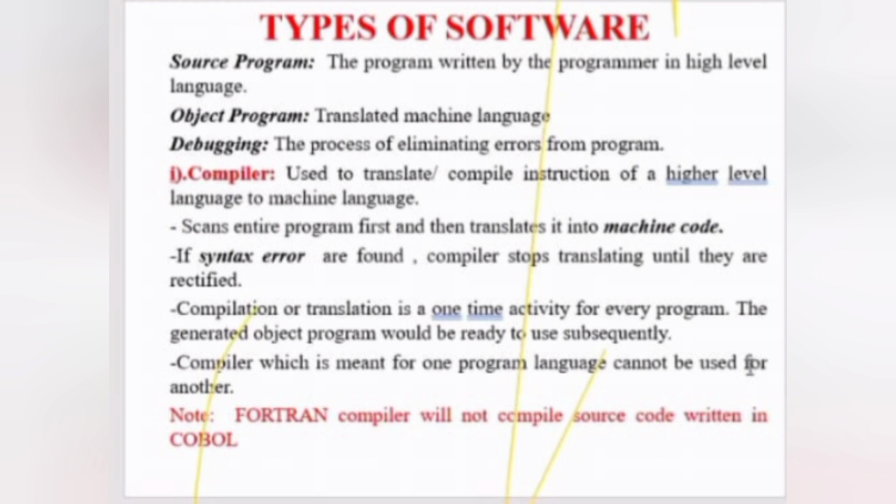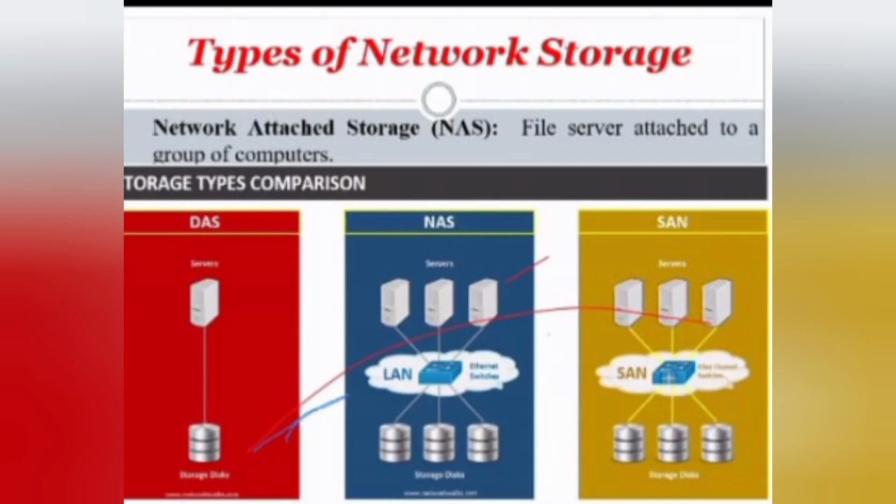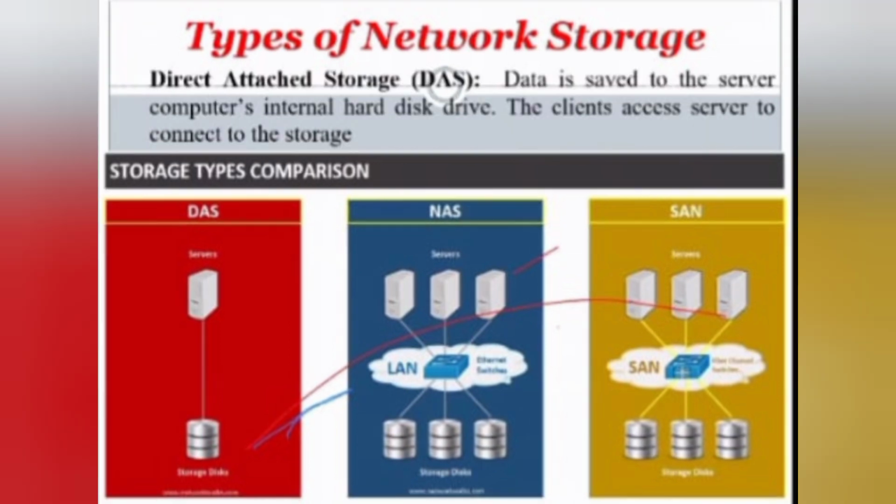The generated object program would be ready to use sequentially, and a compiler, which is meant for one programming language, cannot be used for another. After this, I am going to show in the next slide the types of networks in which we are going to store. So we again have three types of network storages: NAS, SAS, and DAS. What exactly they are, we'll see in the next slide.